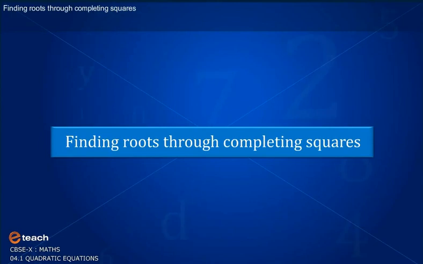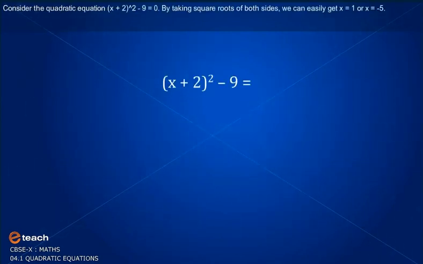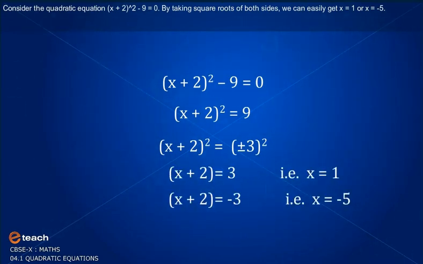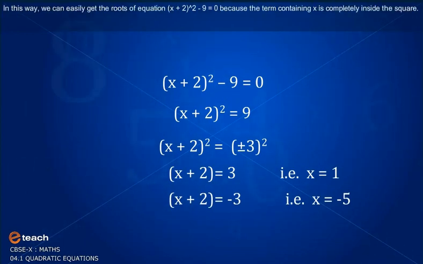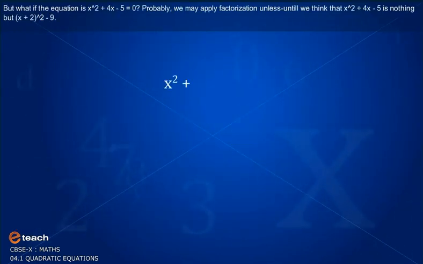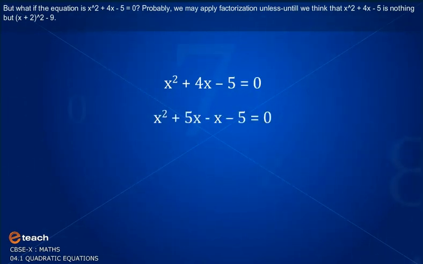Finding roots through completing squares. Consider the quadratic equation (x plus 2) whole square minus 9 is equal to 0. By taking square roots of both sides, we can easily get x is equal to 1 or x is equal to minus 5. In this way, we can easily get the roots of the equation (x plus 2) whole square minus 9 is equal to 0 because the term containing x is completely inside the square. But what if the equation is x square plus 4x minus 5 is equal to 0?